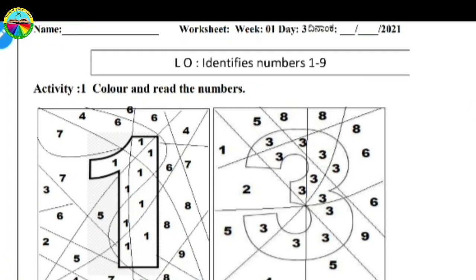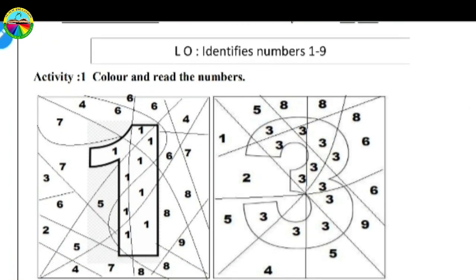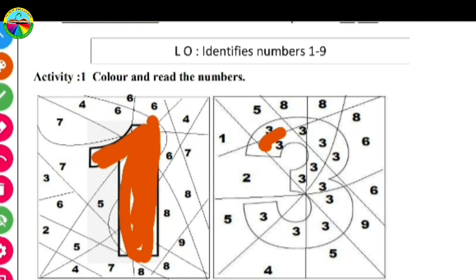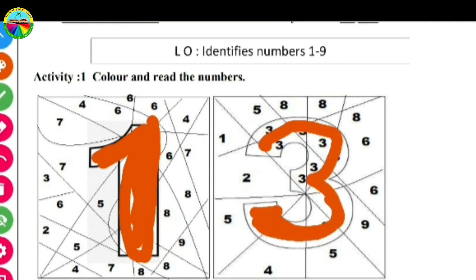Let us now see how to fill the chart, how to finish the activities from the chart. First of all, see the numbers, identify the color and read the numbers. This is 1, identify this and color this and fill it. 1. Read and fill the color. 1, 3. Fill the color to this 3.